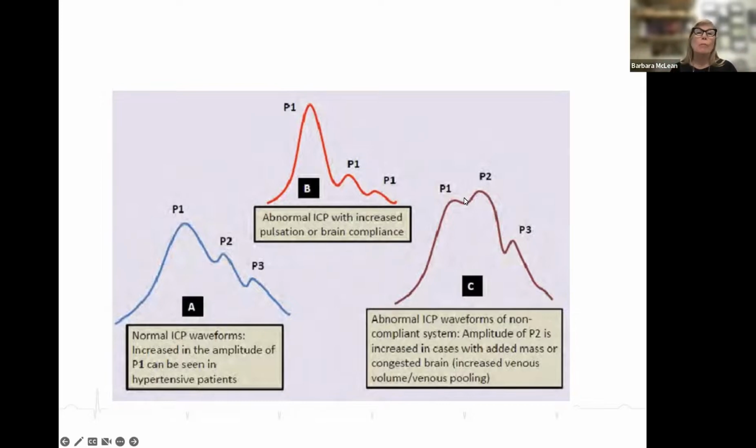But once you've lost compliance, once you've lost the ability to compensate, what you're going to see is P2 is going to get bigger. And when P2 is bigger, this is actually prodromal. This is prodromal for herniation. Not worrying about herniation here. I'm going to try to get you under control. But here, I'm going to start worrying about herniation.